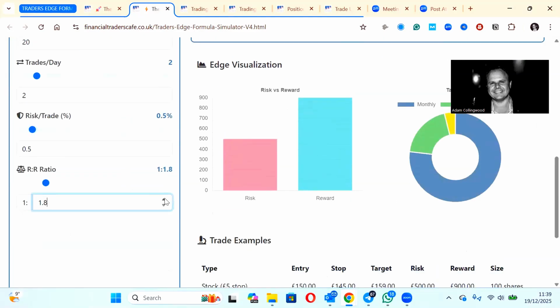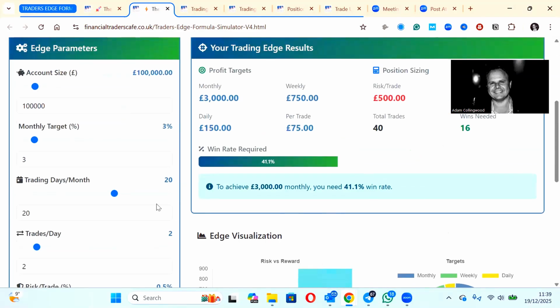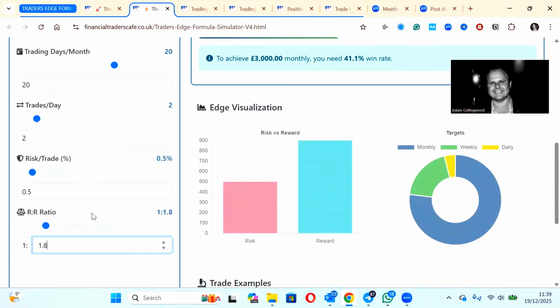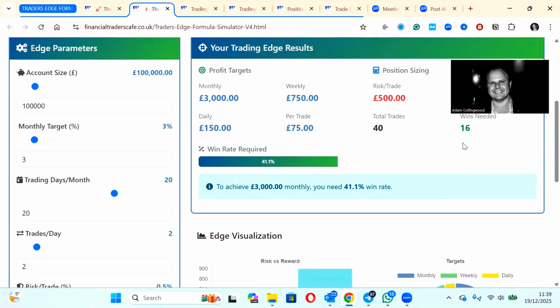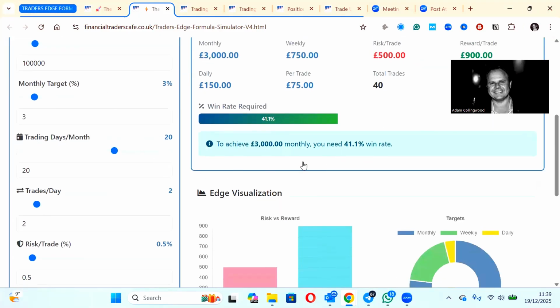What about if you increase your risk reward ratio? Fantastic. If you can get an edge on your strategy and you're now getting up to an average risk reward ratio of 1.8 to 1, you'd now only need 16 out of 40 trades, which is only a 41.1% win rate, and that would achieve your 3% target.